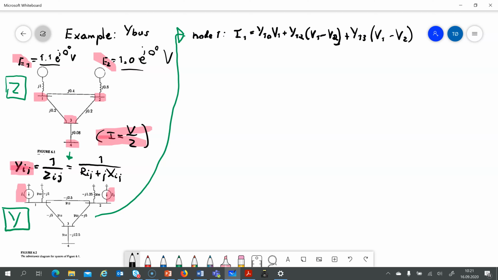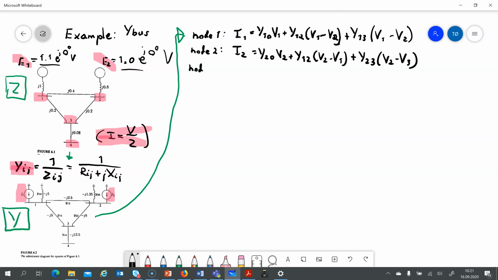And then for node 2, we have the current I2 equals now Y20 V2, plus the same again, Y12, V2 minus V1. Now it's opposite. And then plus Y23, V2 minus V3.